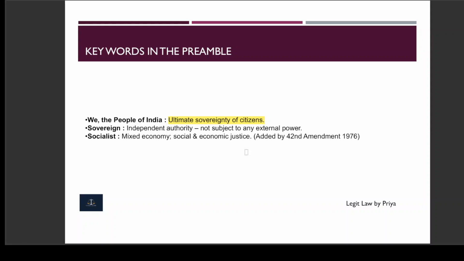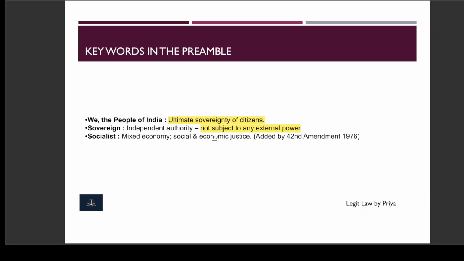Sovereign means India is fully independent and not subject to any external power. India is independent in its external matters as well as internal matters, and no foreign power, foreign authority, or government can control our decisions.